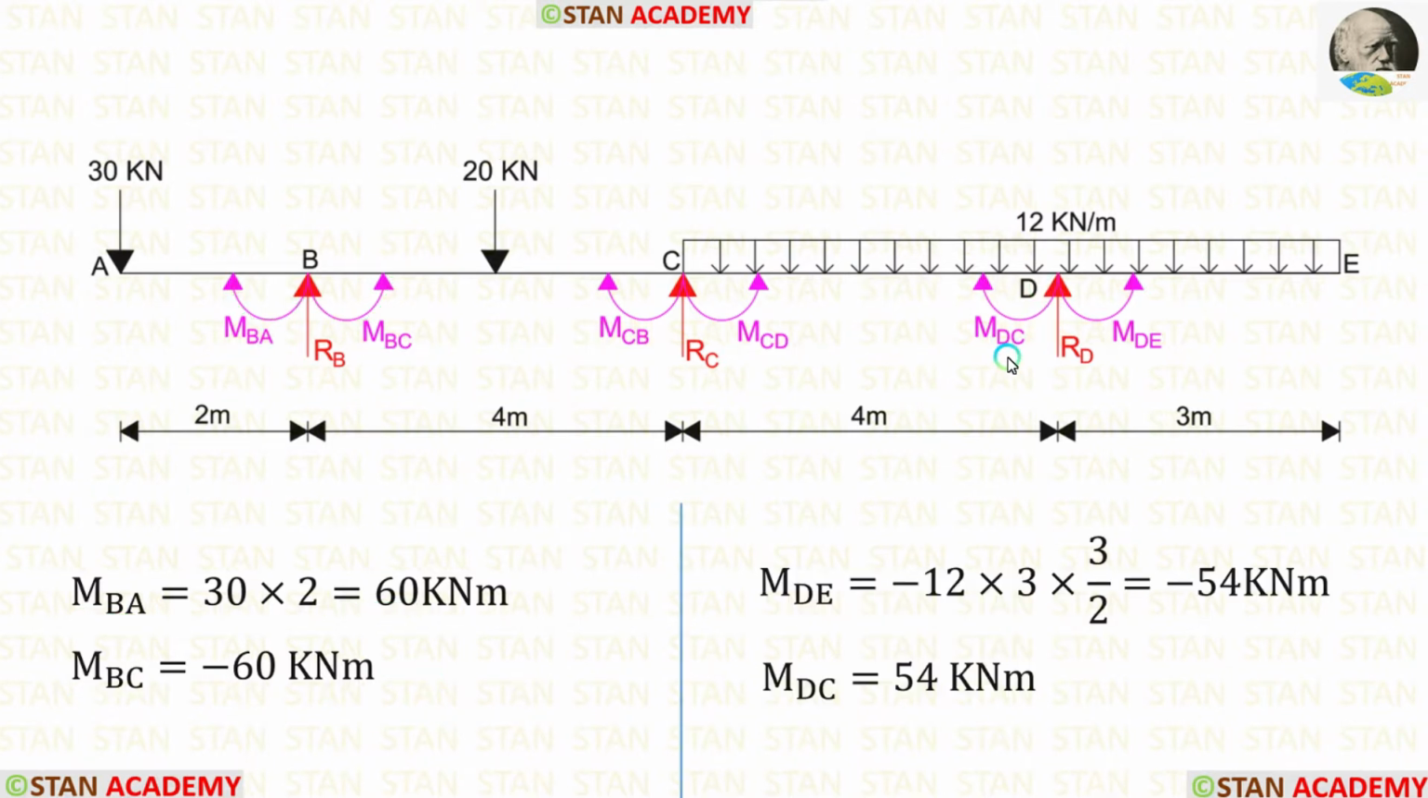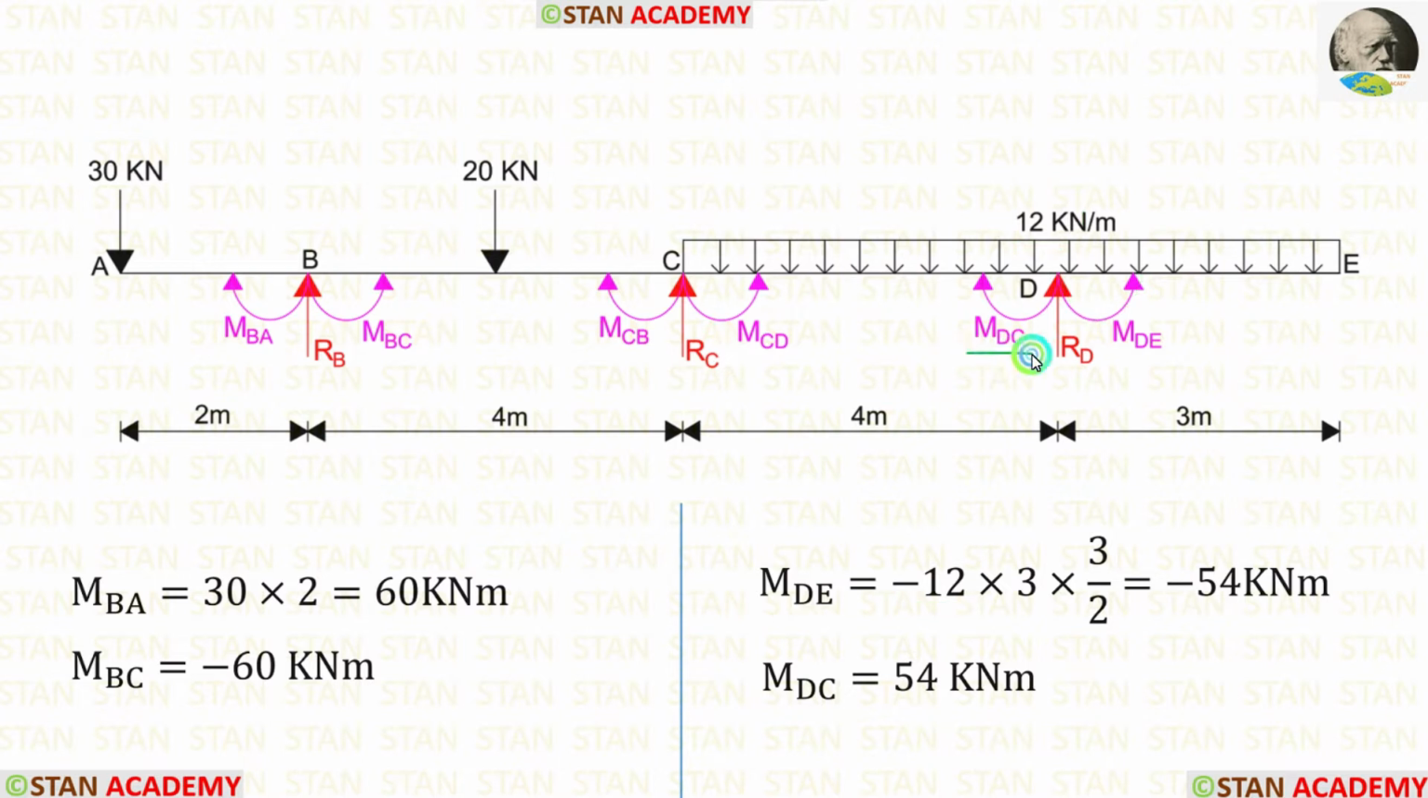In the same way, we can calculate the moments MDC and MDE in the joint D. To calculate MDE, we have to multiply the UDL with the overhanging distance and the distance by 2. We know that when the UDL comes, we have to multiply with the distance and the distance upon 2 to find the moment. Here we have to be very careful. MDE is acting in the anti-clockwise direction, so we have to apply the load with the negative sign. That is why we are getting a negative moment.